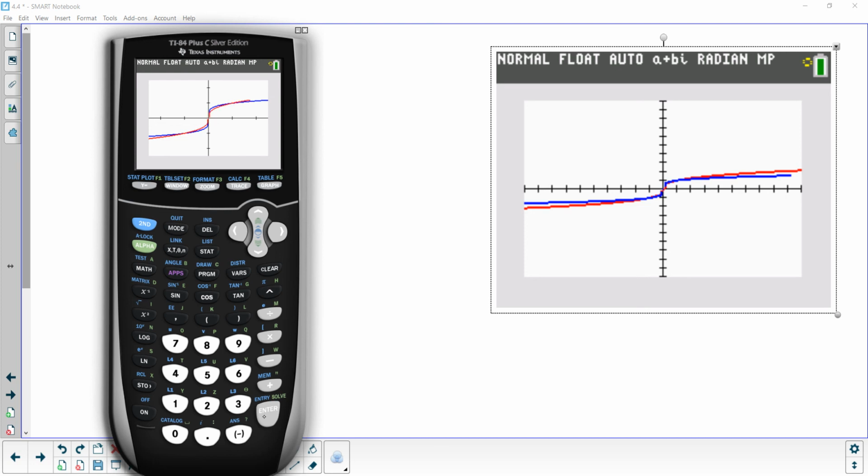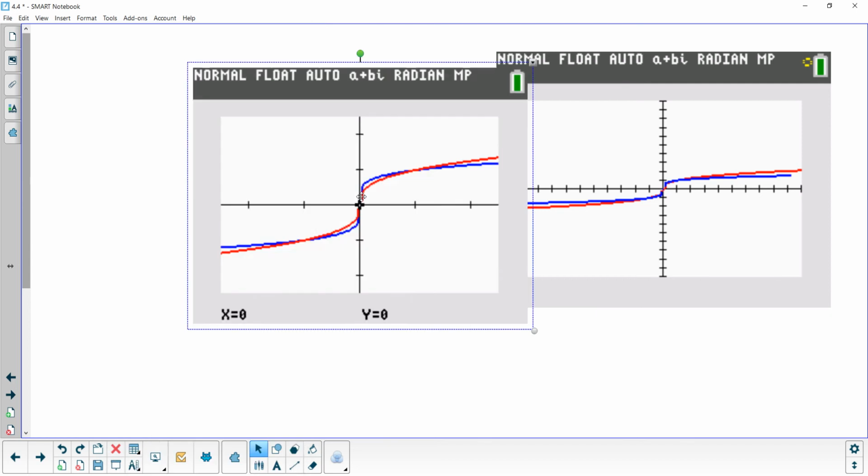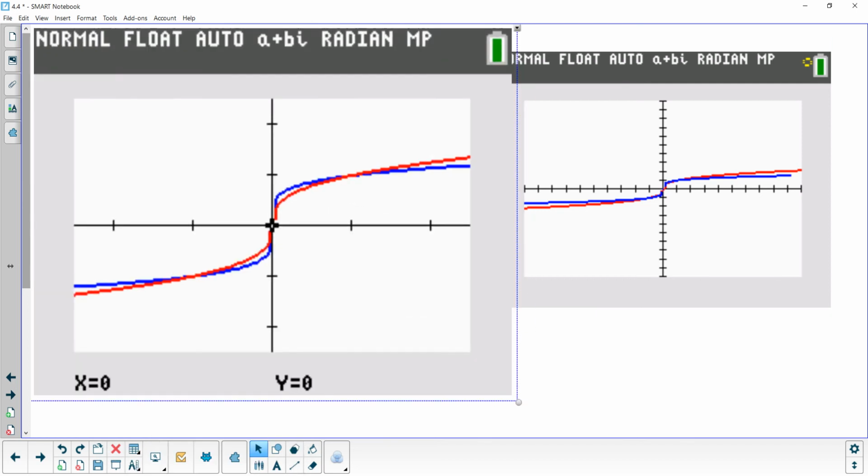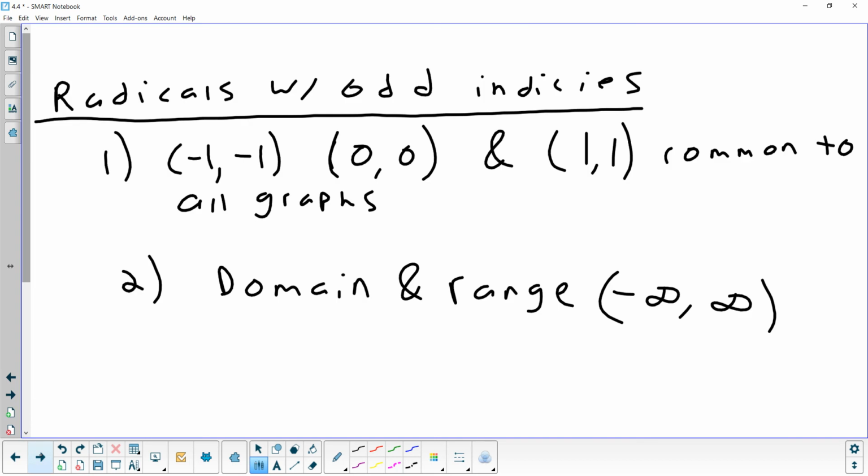Anyone think they can see the 3 points? Or just one of them? Yeah, 0, 0. All odd roots will go through 0, 0. They will also all go through -1, -1, and they will also all go through +1, +1. Those 3 points are common to all radicals with odd indices.